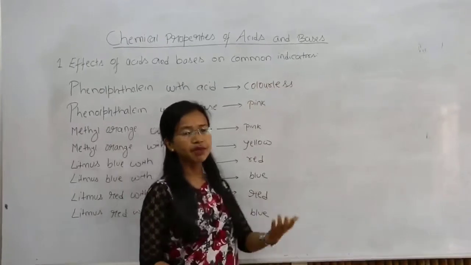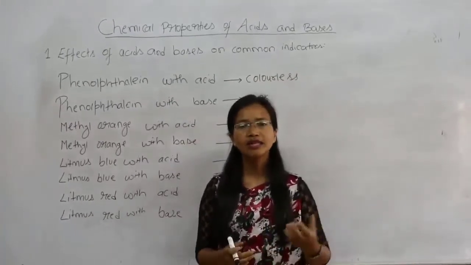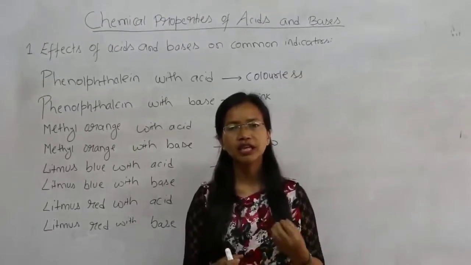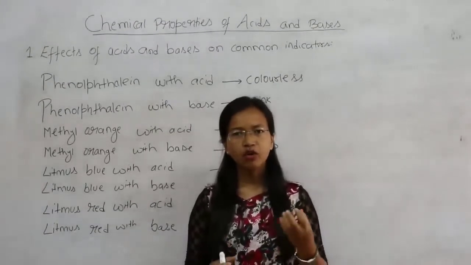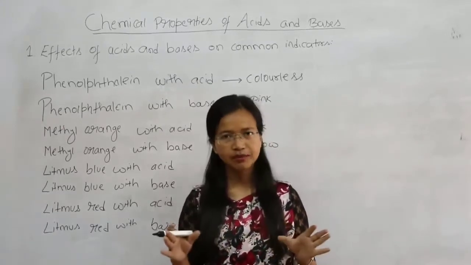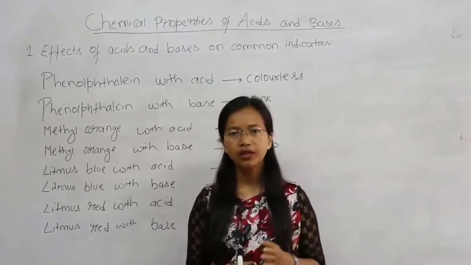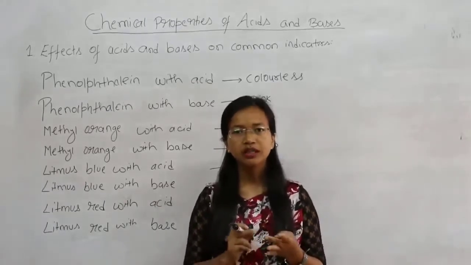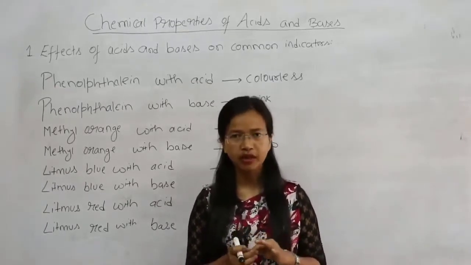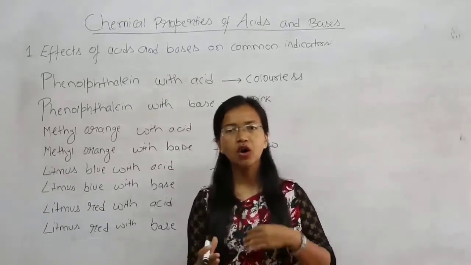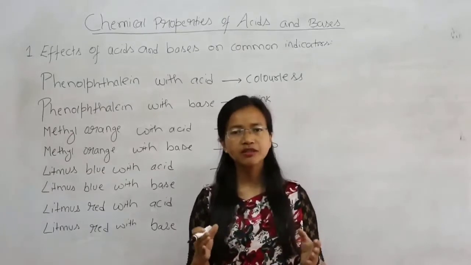I already explained in the previous class what an indicator is. Indicators are those compounds which indicate or tell us the acidic or basic behavior. We have different types of indicators, but for now we list down only four: phenolphthalein, methyl orange, litmus blue, and litmus red. When we bring these indicators in contact with an acid or with a base, they change color.